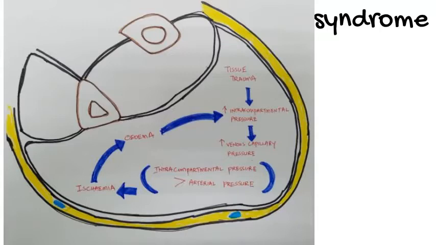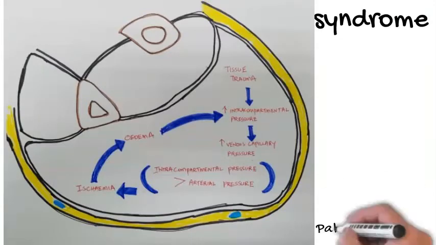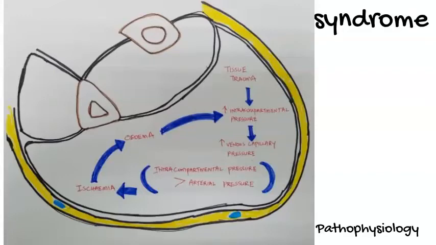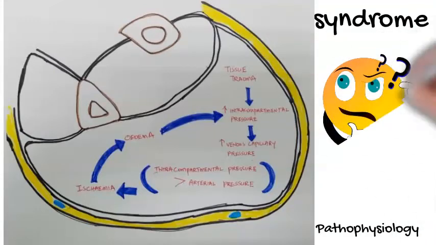If intracompartmental pressure becomes higher than the arterial pressure, there will be a reduction in arterial inflow. The reduction in the venous outflow and arterial inflow results in reduced oxygen causing ischemia that will lead to edema, and this will lead to an increase in the intracompartmental pressure. When this vicious cycle occurs, if the cycle is not intervened timely, irreversible necrosis may occur.